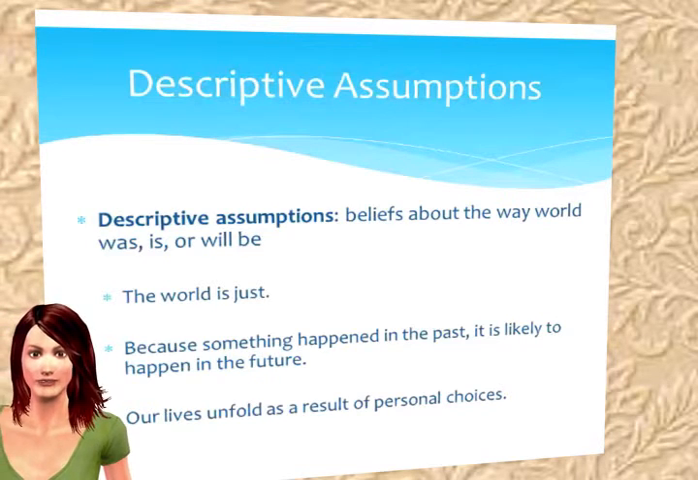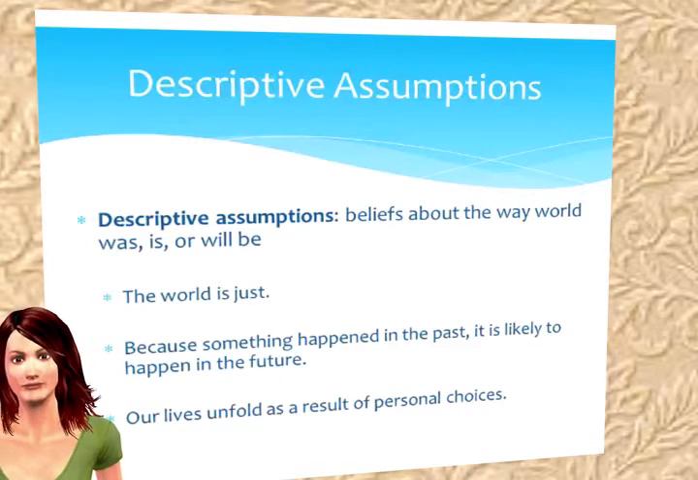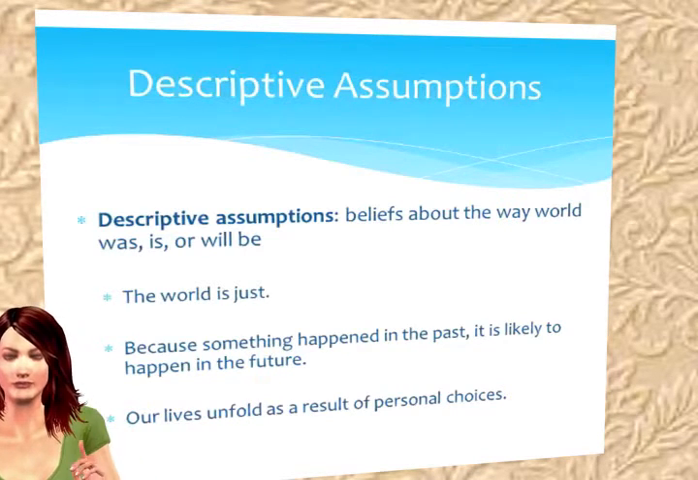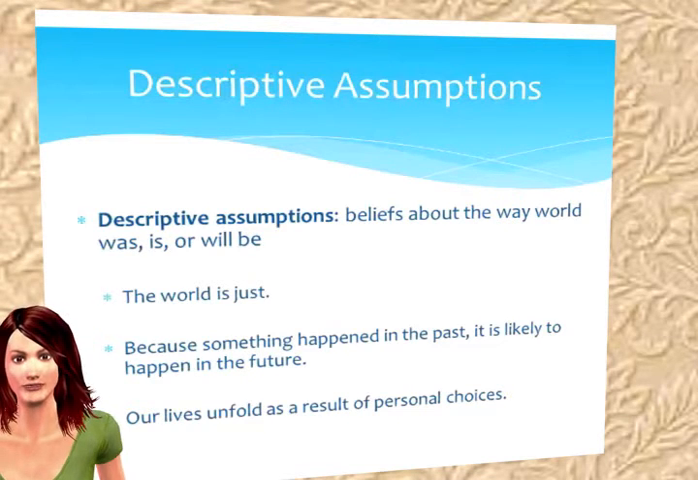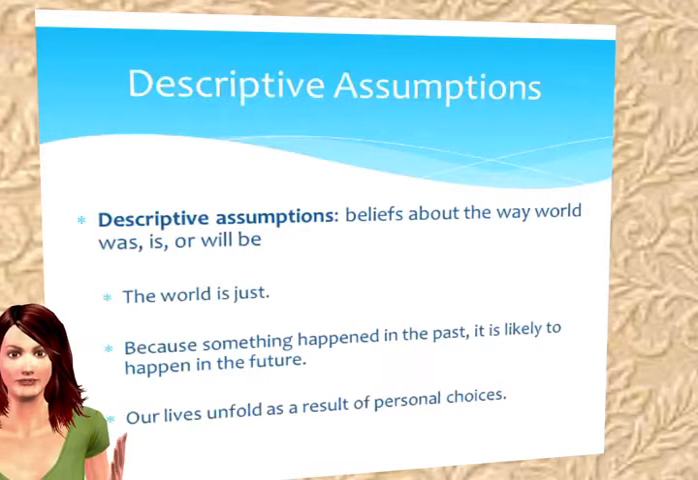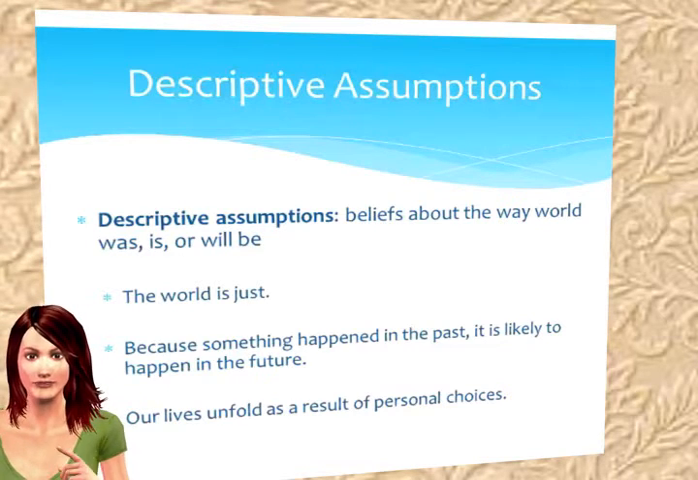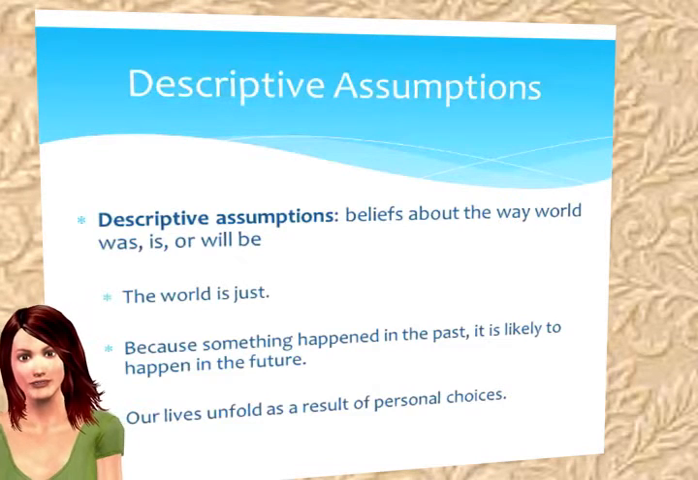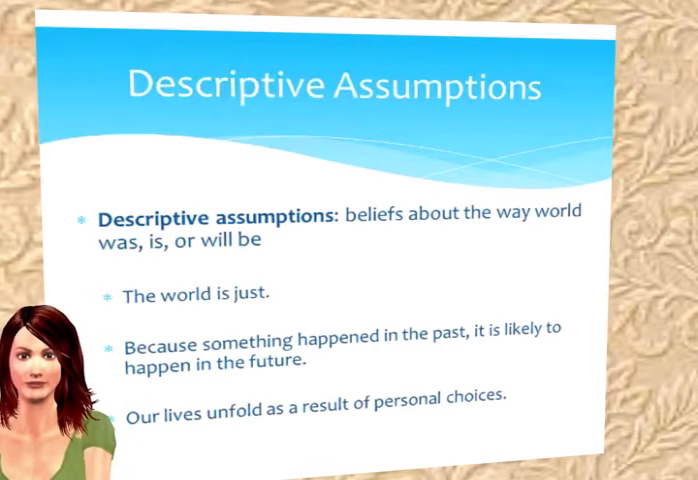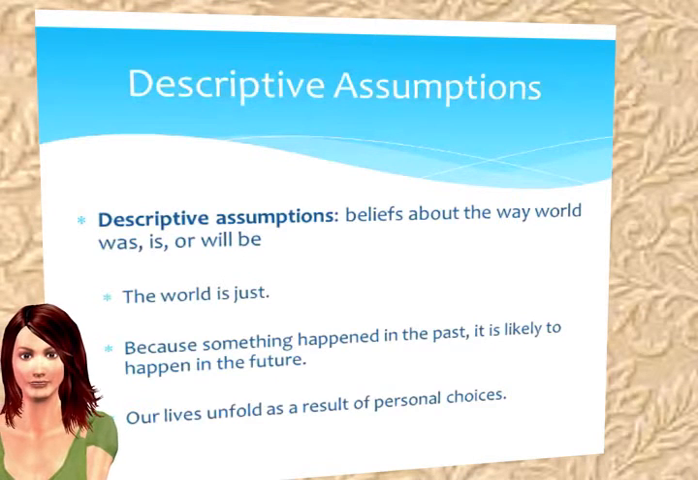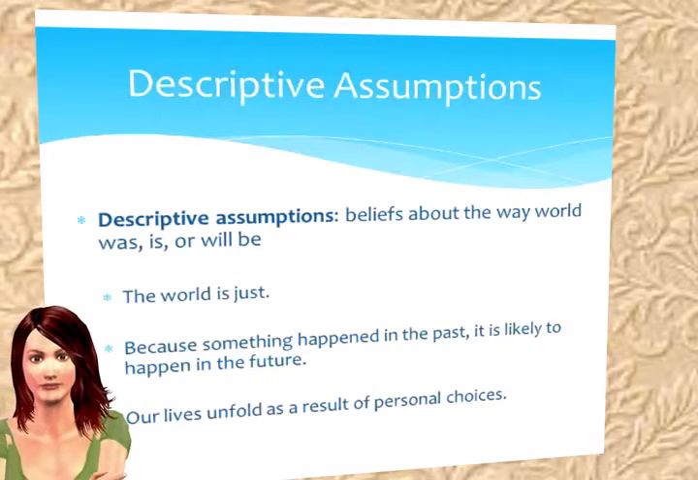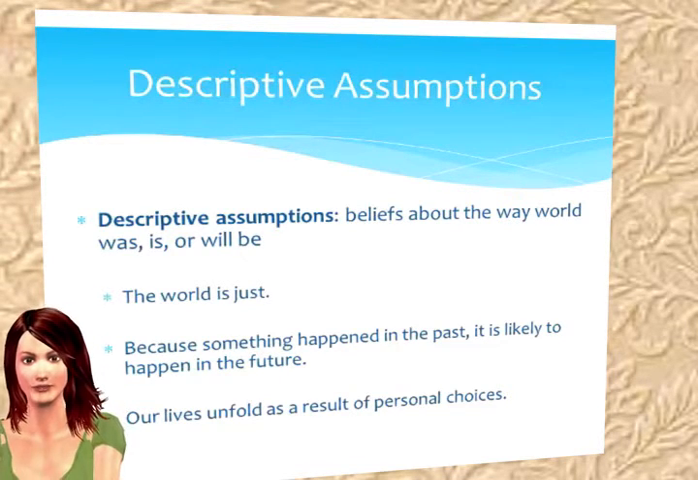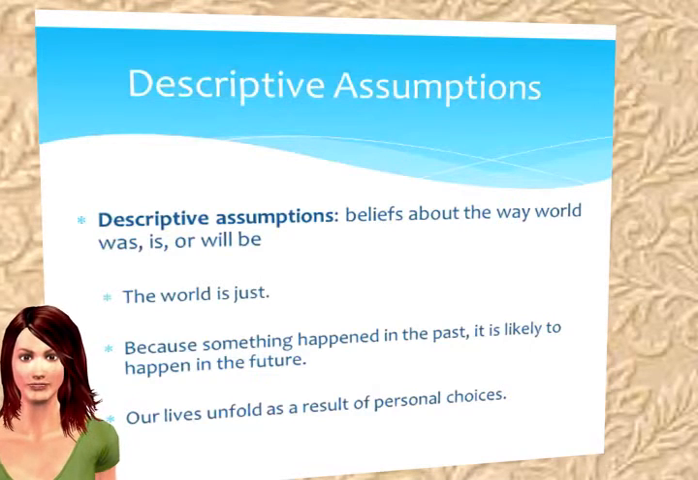Number two, because something happened in the past, it's likely to happen in the future. A lot of people make this particular assumption and will make arguments based on that particular reasoning. Number three, our lives unfold as a result of personal choices. Very interesting, right? So sociologists actually try to counter this descriptive assumption a lot and really try to, as we talked about a little bit earlier when we talked about Mills and the sociological imagination, sociologists really do try to emphasize how social circumstance affects how our lives unfold, but a lot of people do assume that our lives unfold as a result of personal choices.